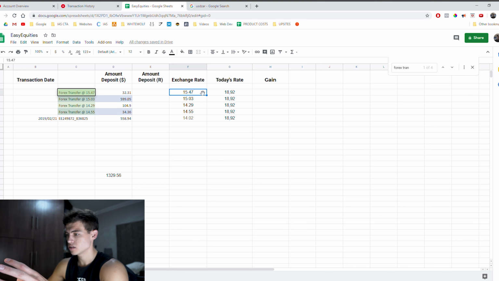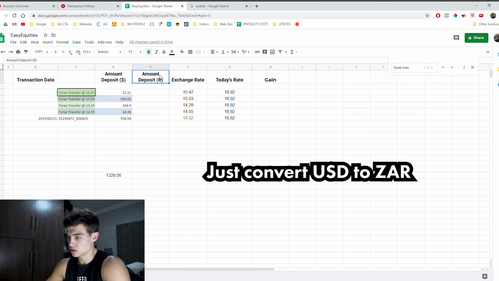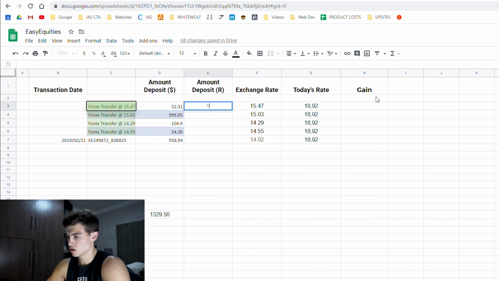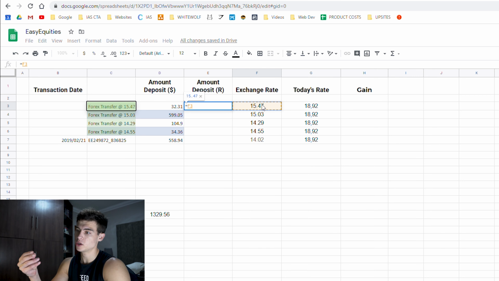So what we're going to do next is work out how much Rand these different trades are. This is a dollar amount, as you can see, and this is Rands. So we're going to type a function into Google Sheets. I'm not going to explain how to do this. This is just multiplying this amount by the amount of dollars. So you're multiplying 15.47 Rands per dollar times the dollar amount.